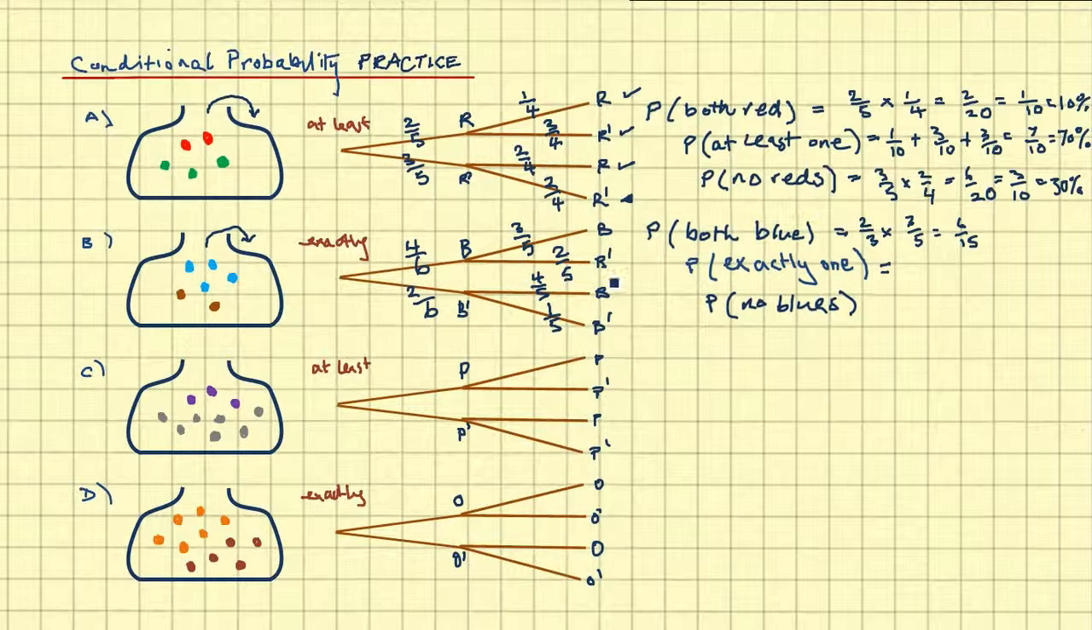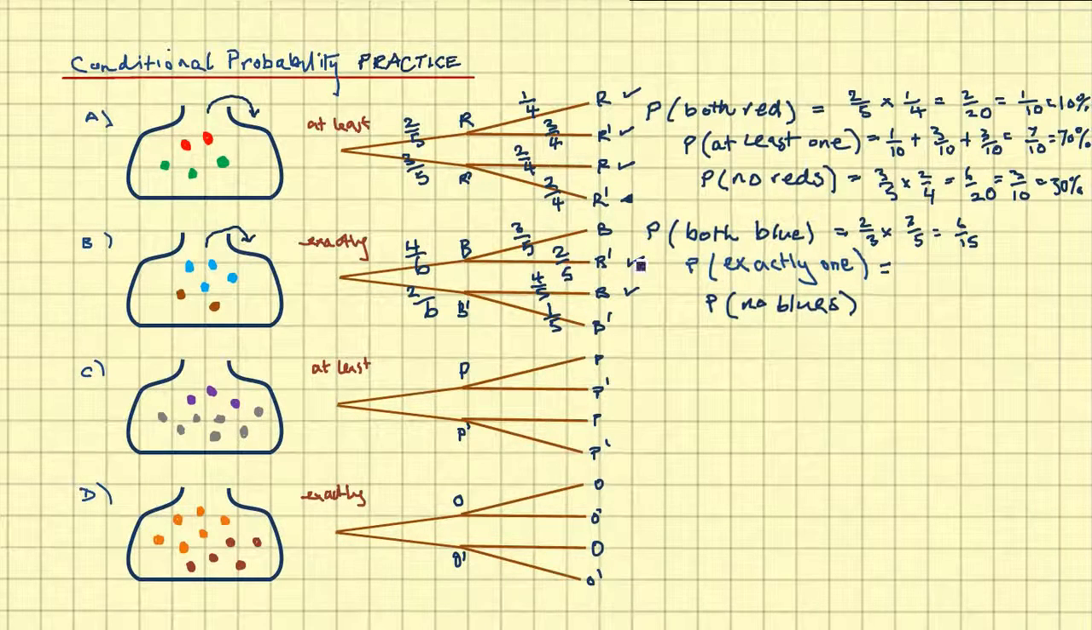Again, if you haven't paused so far, pause the video, see if you can give that one a go. So probability of exactly 1 is going to be when you get no blue on the first draw and then 1 blue, or you get a blue on the first draw but you don't on the second, so it would be those 2 branches there. So exactly 1 blue would have to be that branch plus that branch.